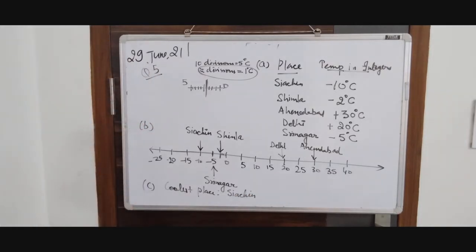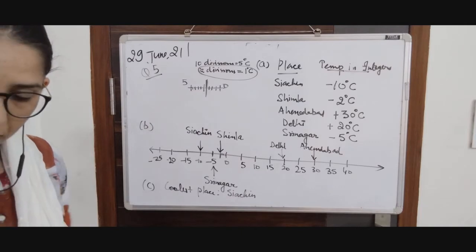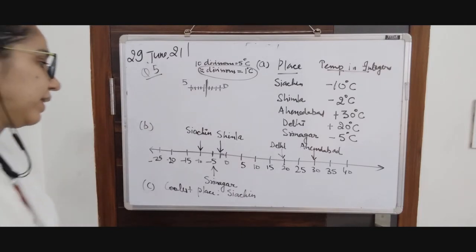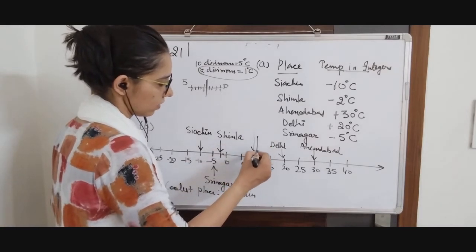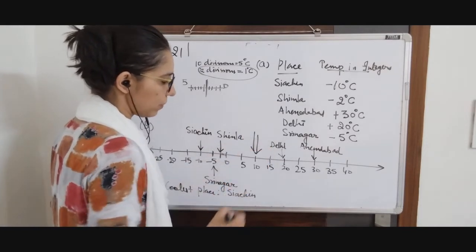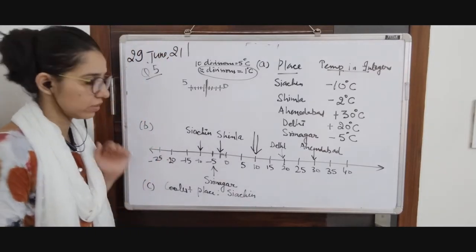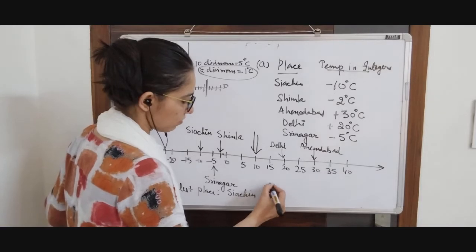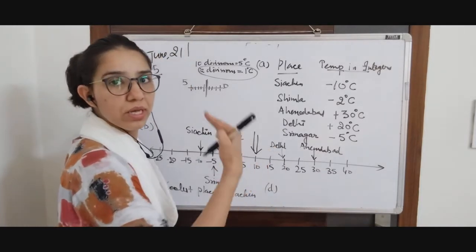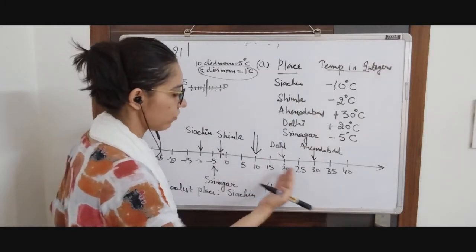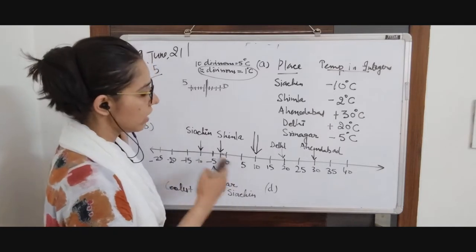Next is our D part. Write the name of places where temperatures are above 10 degrees Celsius. So this is our 10 degrees Celsius. We have to tell the places which are having temperature above that. So above that means we have to talk about the cities on the right hand side, because there we have temperature above that, and on the left hand side we have temperature less than that.